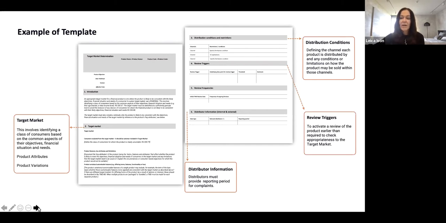Now, the next area is these review triggers. We're setting these review triggers to give us advanced warning that there's some challenges in our product strategy. Now, I really like these review triggers. They're a really important part of DDO.